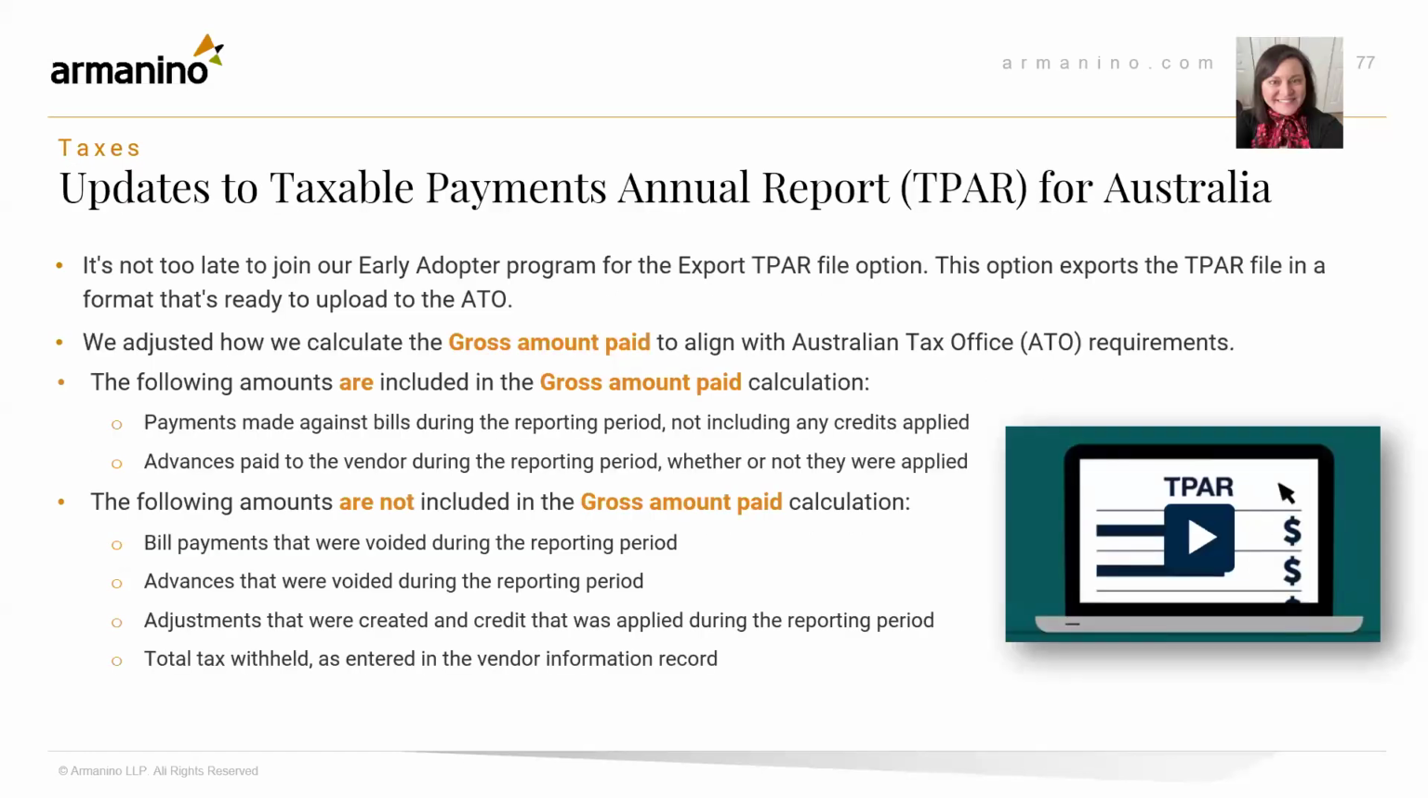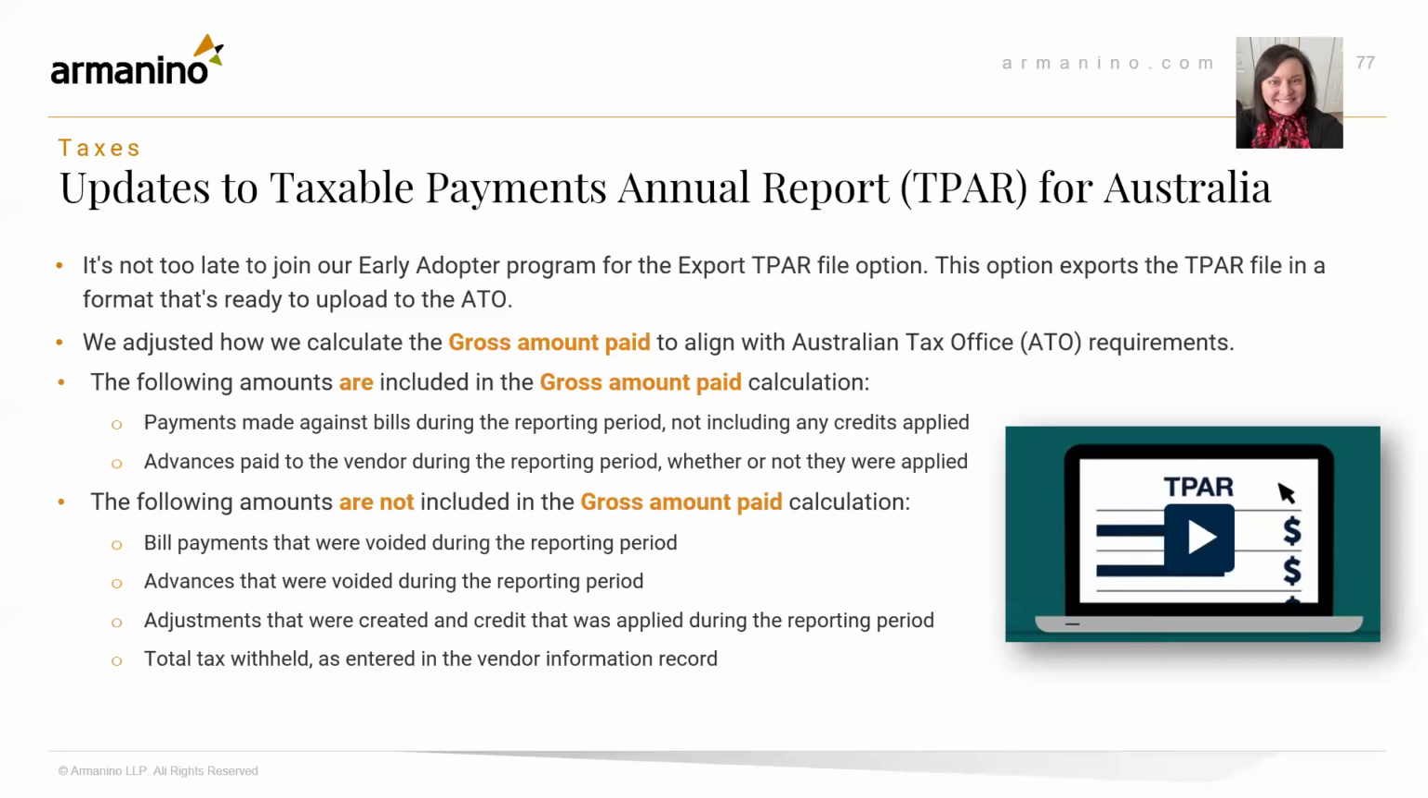Updates to the TPAR for Australia, otherwise known as the Taxable Payments Annual Report. It's not too late to join the early adopter program for those of you who have Australian tax commitments. This option exports the TPAR file in a format that's ready to then upload to the Australian Tax Office, or the ATO. Sage has adjusted how to calculate the gross amount paid to align with ATO requirements.